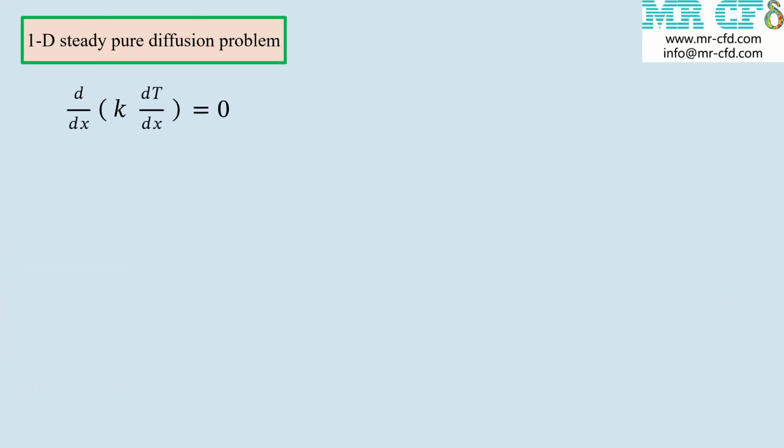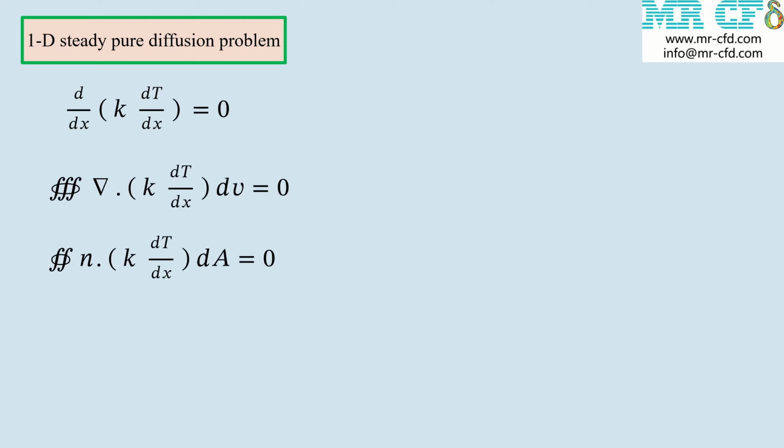Now, let's integrate the equation over a control volume. By using Gauss's divergence theorem, we can convert the volume integral into a surface integral over the control volume boundaries. Now we should generate grids on the rod. The first step in the finite volume method is to divide the domain into discrete control volumes.